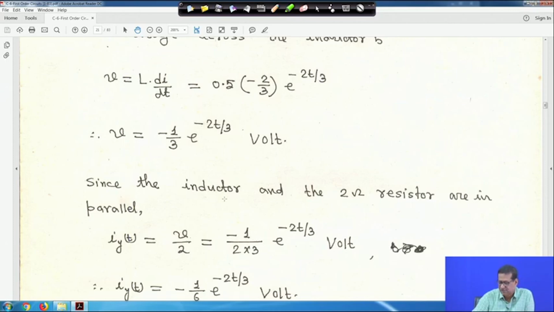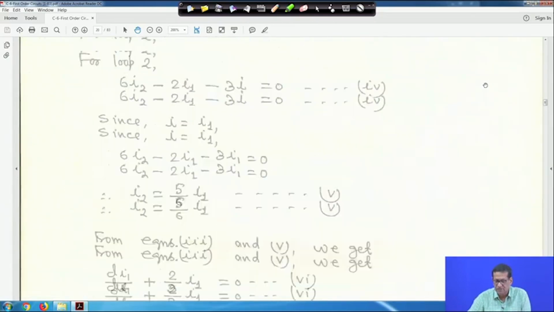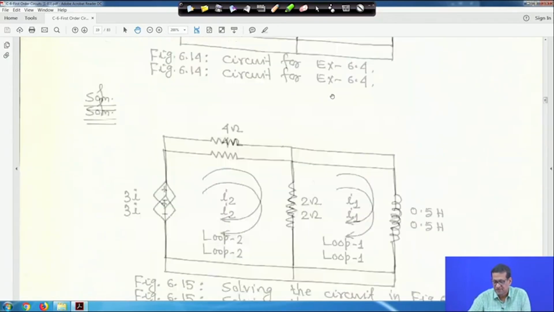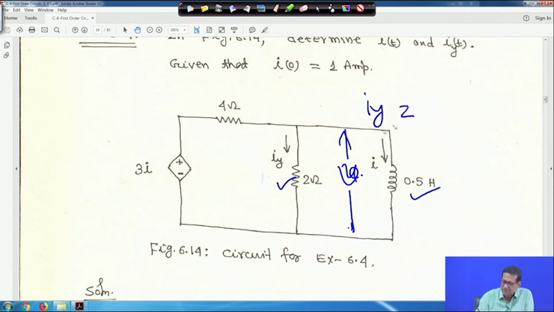Since the inductor and the 2 ohm resistor are in parallel, we have got V, but look at the circuit. This voltage across the inductor, say this is voltage V. These two, the 2 ohm resistance and the 0.5 Henry inductor, both are in parallel, and this voltage is V. So, that means iY will be this same voltage across your 2 ohm resistor. So it is V by this 2 ohm resistance. This is actually your current iY, V upon 2, because this 2 ohm resistance is here.